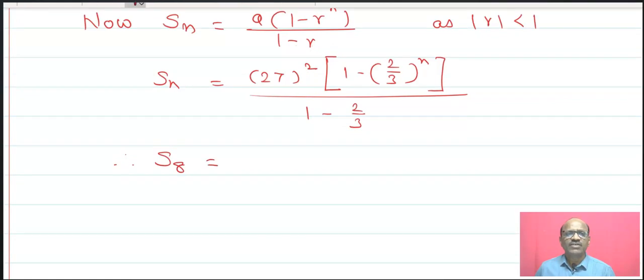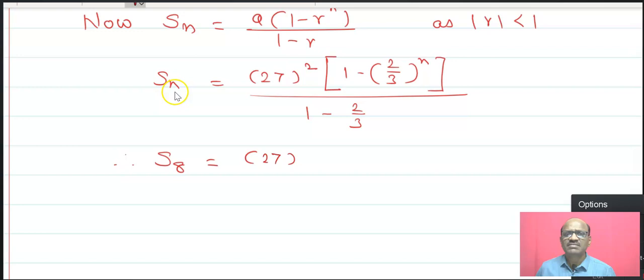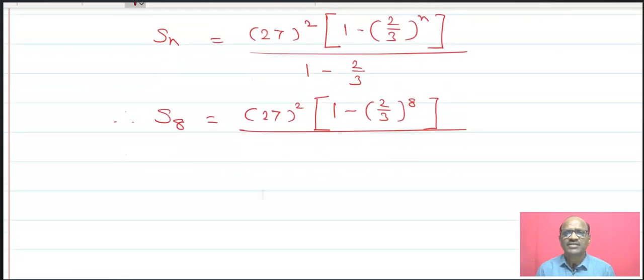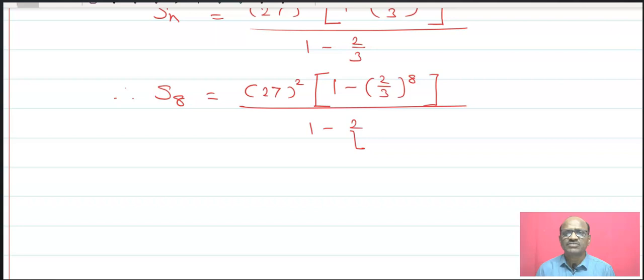Therefore, the value of S8. Now here we will replace n by 8. Therefore, 27 square times (1 minus (2 upon 3) raised to 8) upon (1 minus 2 upon 3), and simplify this.